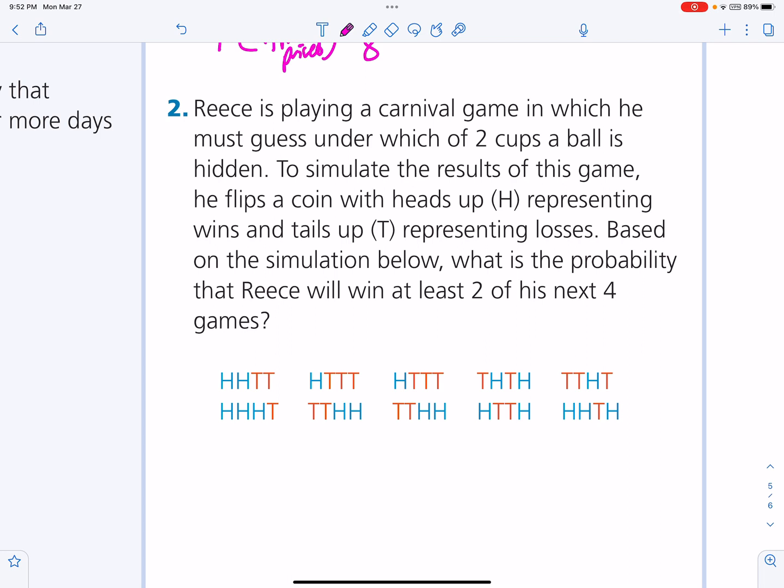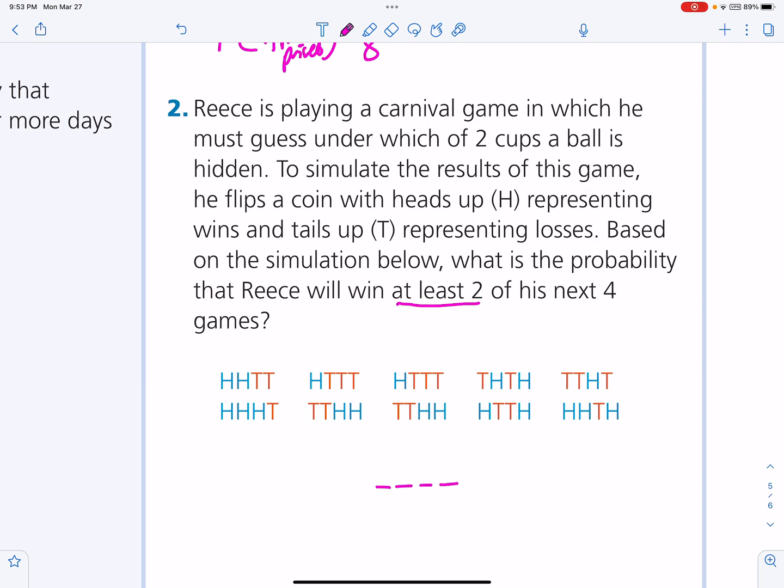Reese is playing a carnival game in which he must guess under which 2 cups a ball is hidden. So he did this simulation with a coin, since it's equally likely, one has a ball under it and one doesn't. So he used a coin to simulate this situation. And so we're wondering, what's the probability that Reese will win at least 2 of his next 4 games? So understand, though, this is a game, a game, a game, and a game. So we're just predicting the next 4 games, okay, based on what we see.